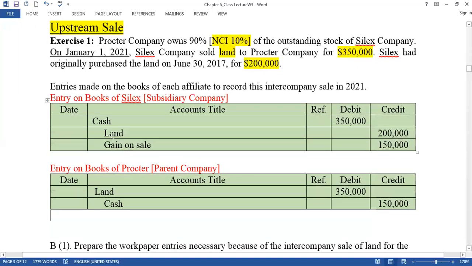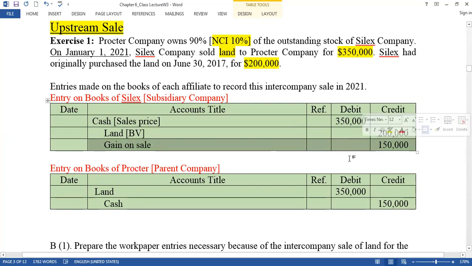For the subsidiary company, they sell land, so they record land credit, and they receive cash. I told you that this cash is the sales price, and this land is the book value. So we are going to compare book value and sales price. They sacrifice land credit of $200,000, but from the market, the parent company gives them $350,000. When we compare sales price and book value, we find that we have a gain, so we record the gain. So this is the gain for the subsidiary, right?